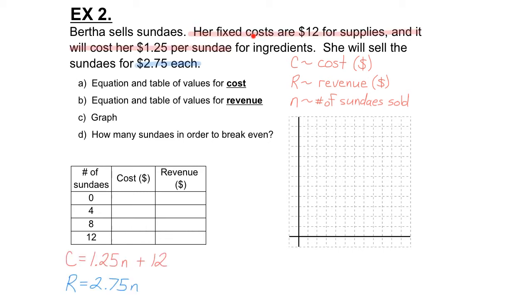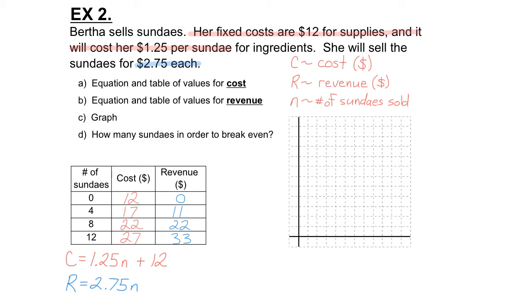So in the question it says her fixed costs are $12 for supplies and it will cost her $1.25 per sundae. So using that information I can come up with this equation for the cost. It's $1.25 for each sundae sold with the starting value of $12. Her revenue is going to be how much money she makes. So she's selling them for $2.75 each. So that would be 2.75 times the number of sundaes. I can use these equations to make my table of values. And that's what we get.